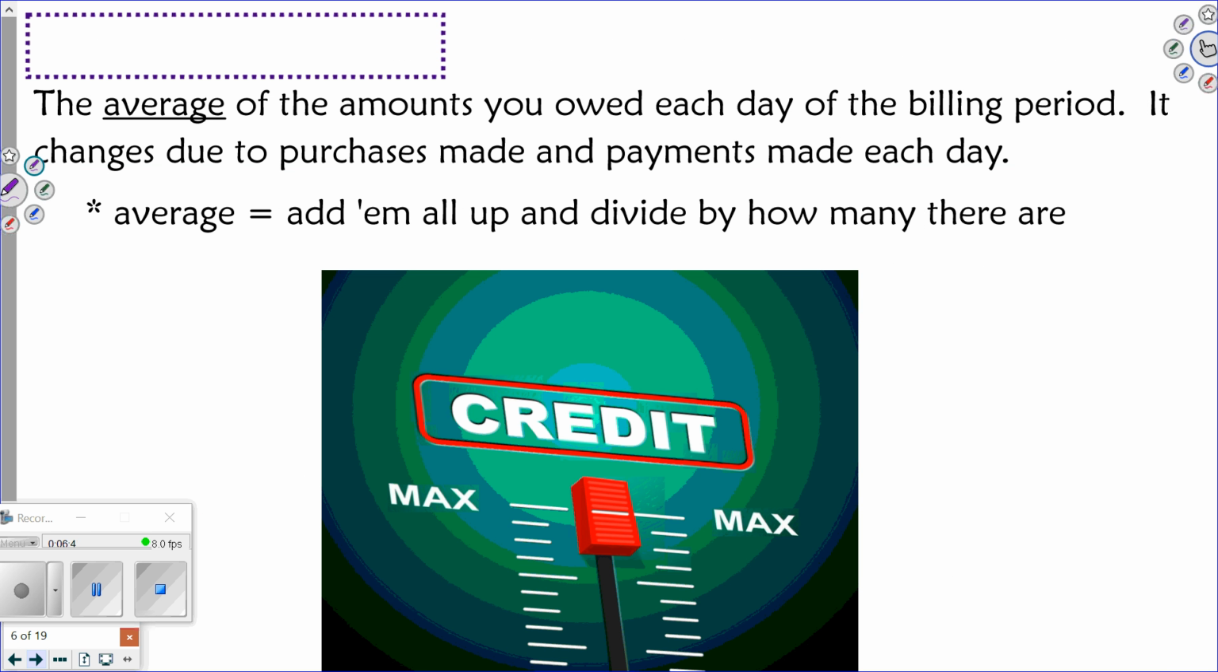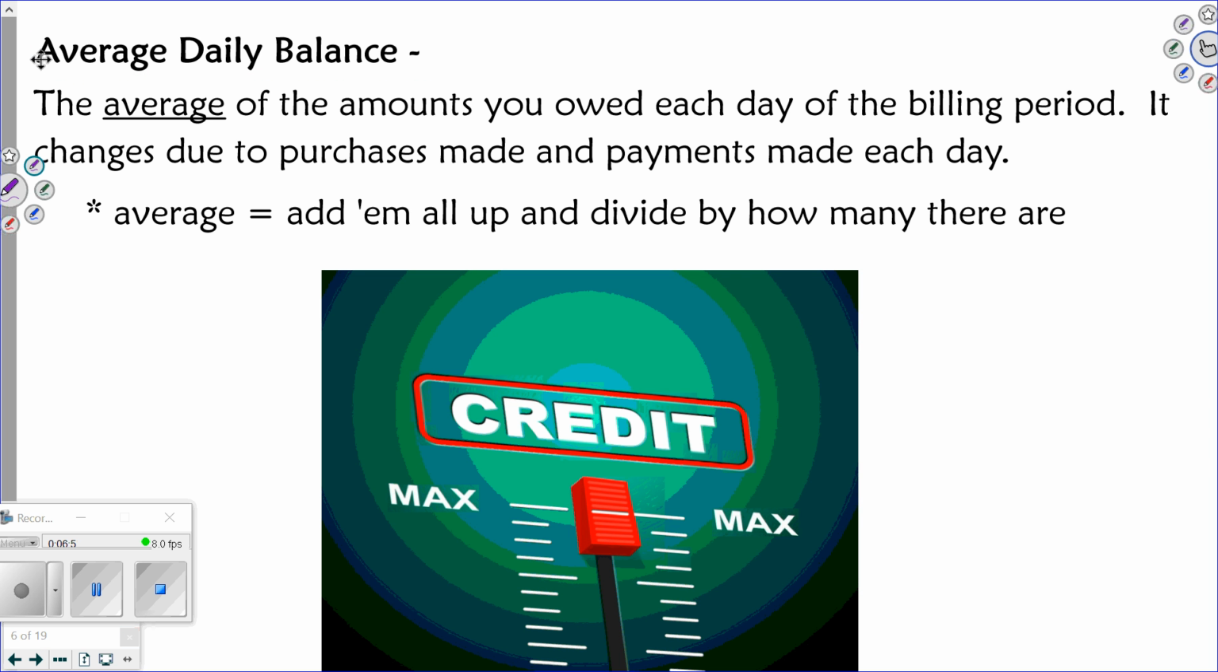All right, the average of the amounts you owed each day of the billing period, and it changes due to purchases made and payments made each day. The average daily balance. And that is what can be the trickiest thing to calculate, and that's what we're going to spend a lot of time working on today. All right, but it's the average daily balance.